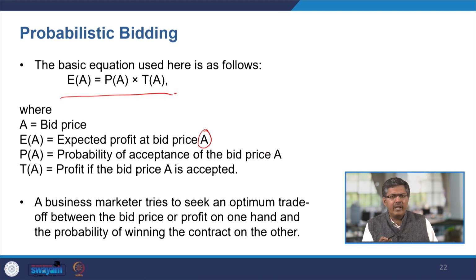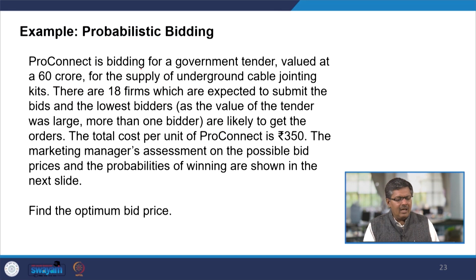Now, what factors affect the bid? The price of the bid, the probability of acceptance and the profit. TA is the total profit if the bid price is accepted. A business marketer tries to seek an optimum trade off between the bid price or profit on one hand and the probability of winning the contract on the other. This equation is very important because we are measuring the expected profit by multiplying the probability of acceptance with the total profit at a particular bid. Okay. Let us take this problem which explains this.